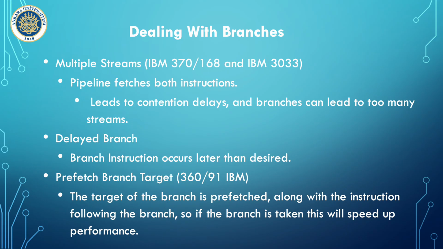Delayed branching is an architectural technique where the effect of the branch is delayed by one or more instructions, and the compiler fills these delay slots with useful work. Prefetching the branch target involves fetching the target instruction in advance so that if the branch is taken, the target is already in the pipeline.